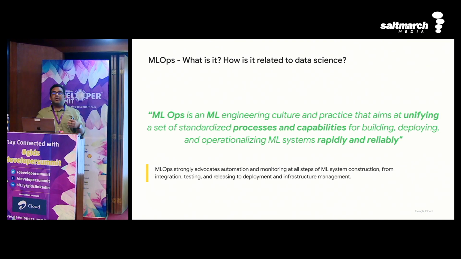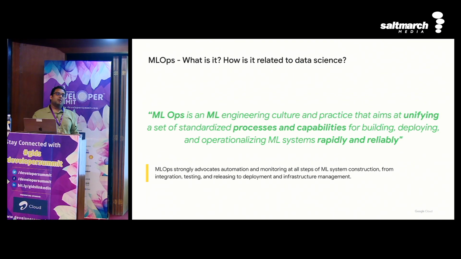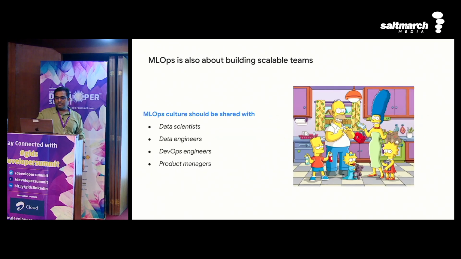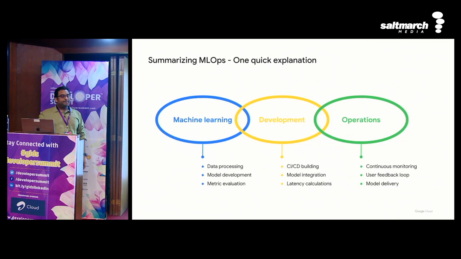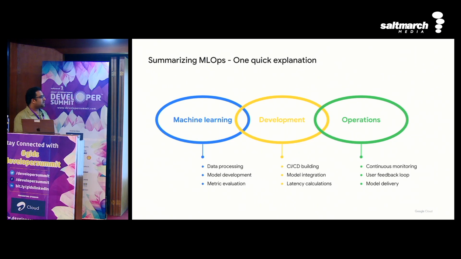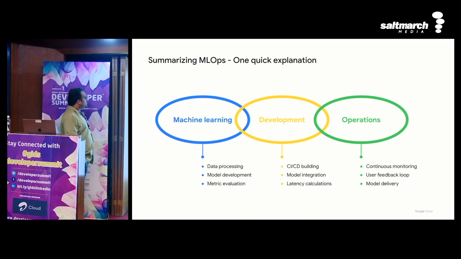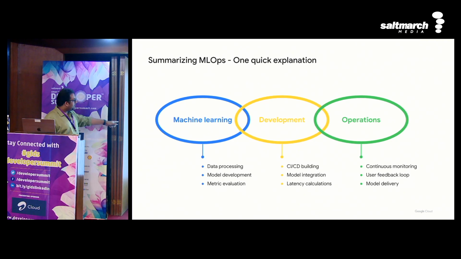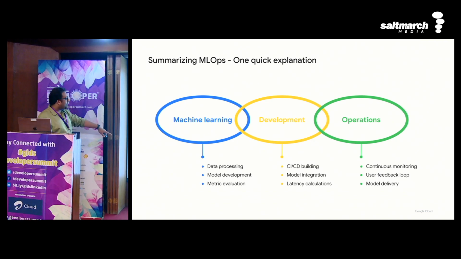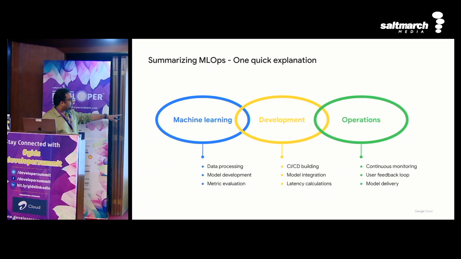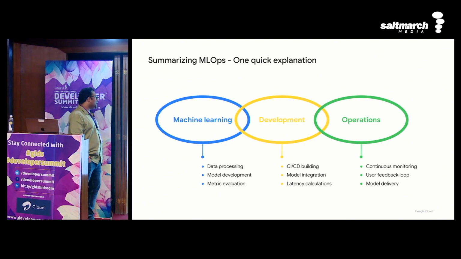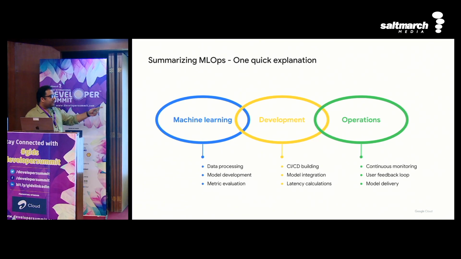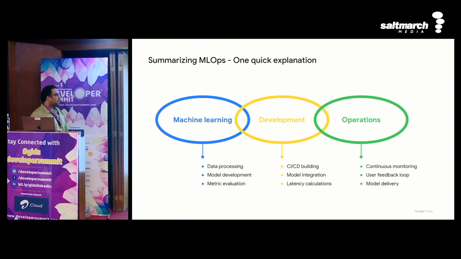Because ultimately, when you have to deliver models, both data engineering and ML engineering have to come together. So let's see how we summarize this from a very high level. Just like I said, you try to automate all of this. So you have machine learning where you do data processing, model development, metric evaluation, and we'll talk about CI/CD in a moment. Doing the integrations of the model, latency calculation, monitoring of the model, user feedback loop, model delivery.